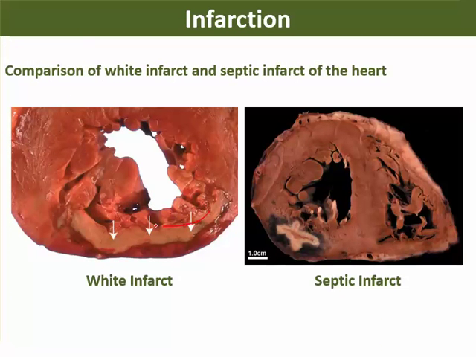So this is the heart infarction. You can see white color because of single artery circulation. Because of single artery circulation, once it gets infected, you can see abscess formation. It is called septic infarct.